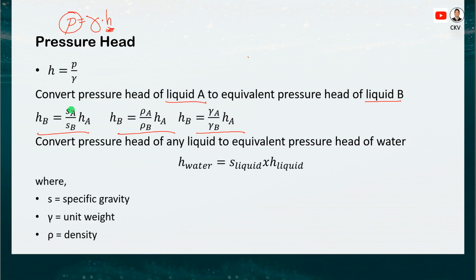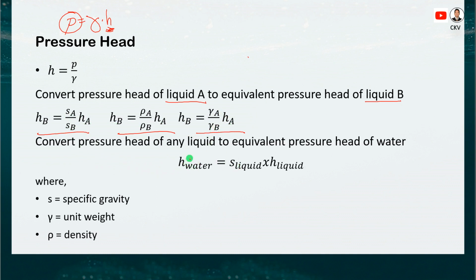The first one is we take the ratio of the specific gravity of liquid A and the specific gravity of B. The second one is we multiply the pressure head of A by the ratio of its mass density to the mass density of liquid B. The third one is we can also use the ratio of the unit weights of A and B. So depending on the given values, if we want to convert a pressure head between two liquids, we can use either of these three equations.